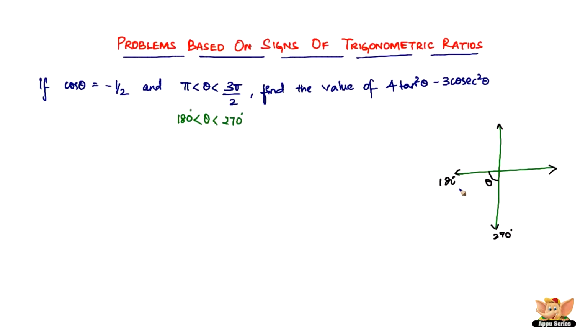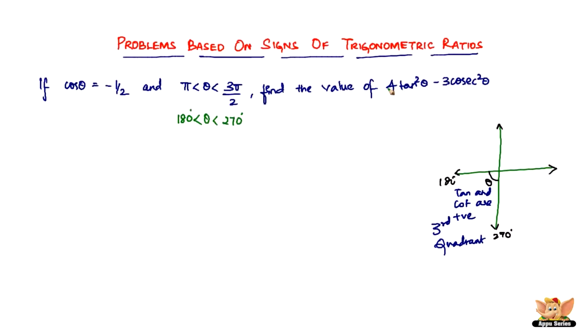And also tan and cot are positive here, the rest are negative. Tan and cot are positive and the rest are negative in this quadrant. So this is the third quadrant, and we've got that data already. Now what we need is the question. What is it? We need to find the value of 4 tan square theta minus 3 cosecant square theta.